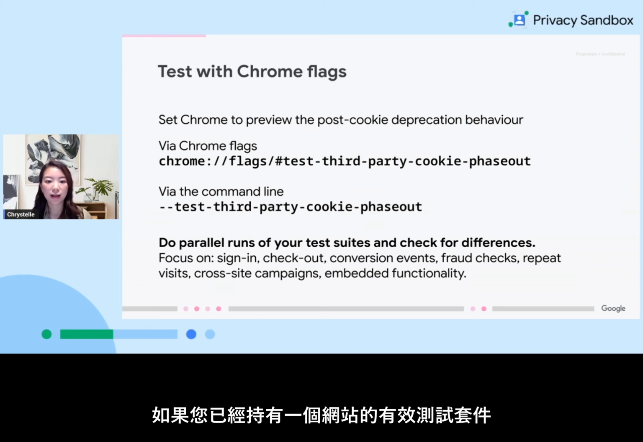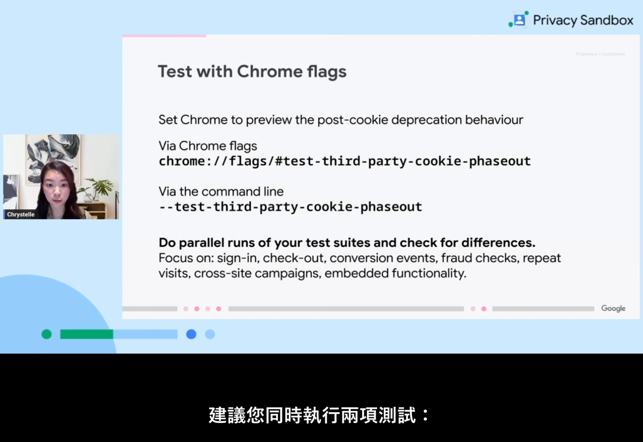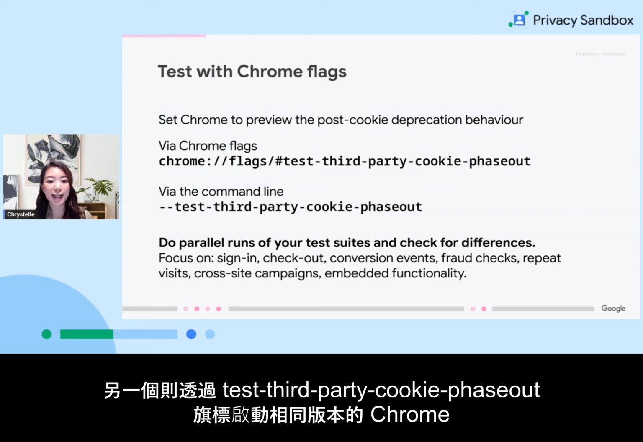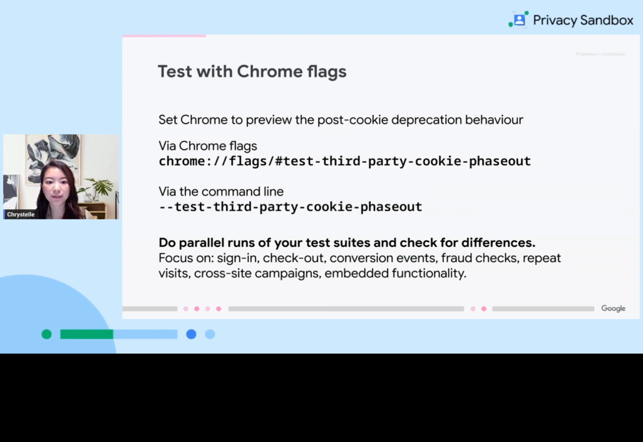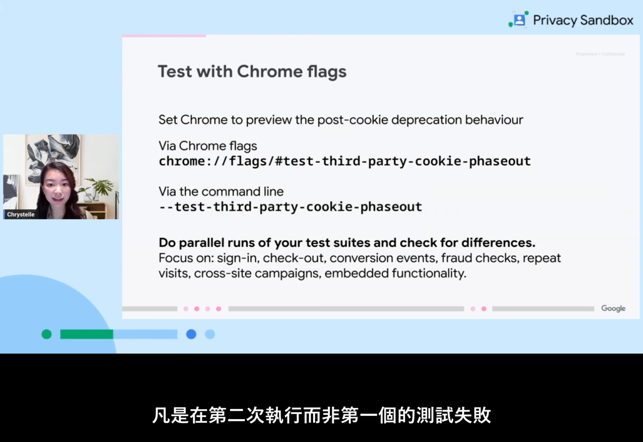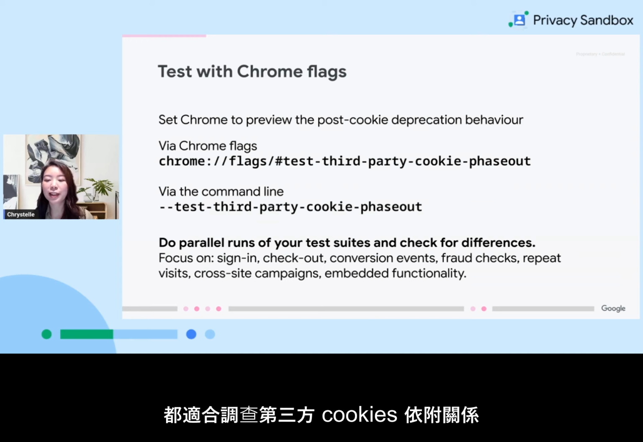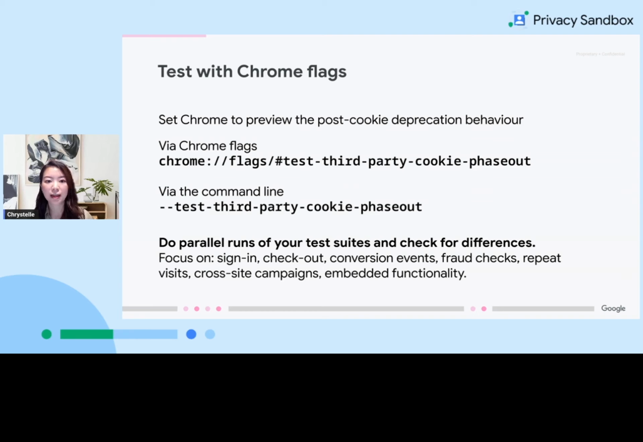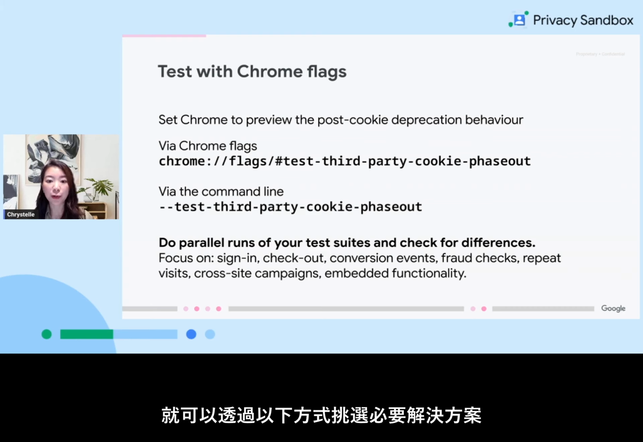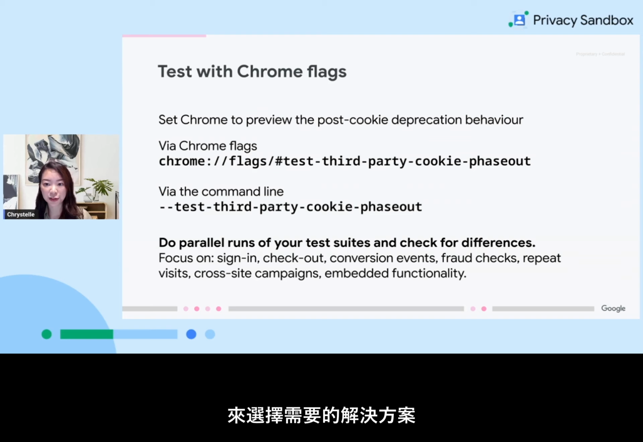If you maintain an active test suite for your sites, then you should do two side-by-side runs, one with Chrome on the usual settings, and one with the same version of Chrome launched with the test third-party cookie phase-out flag. Any test failures in the second run and not in the first are good candidates to investigate for third-party cookie dependencies. Once you have identified the cookies with issues and understand the use cases for them, you can work through the following options to pick the necessary solution.